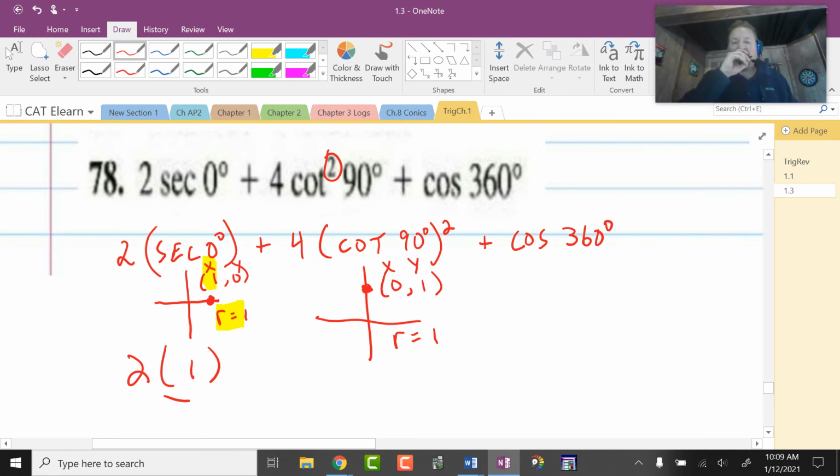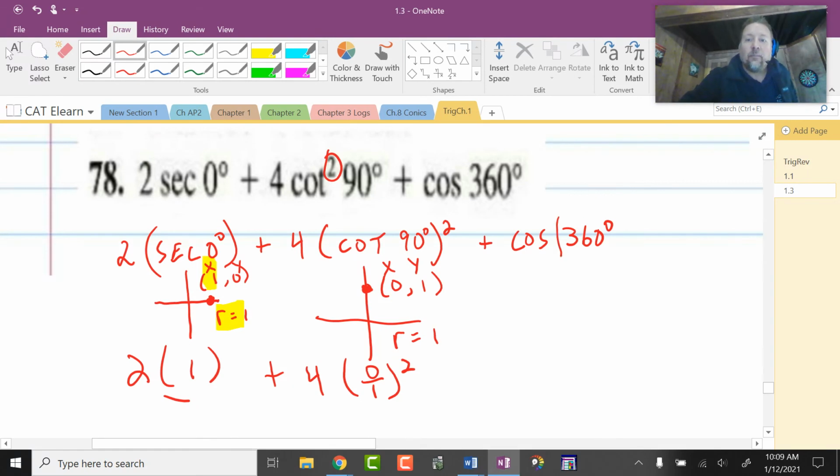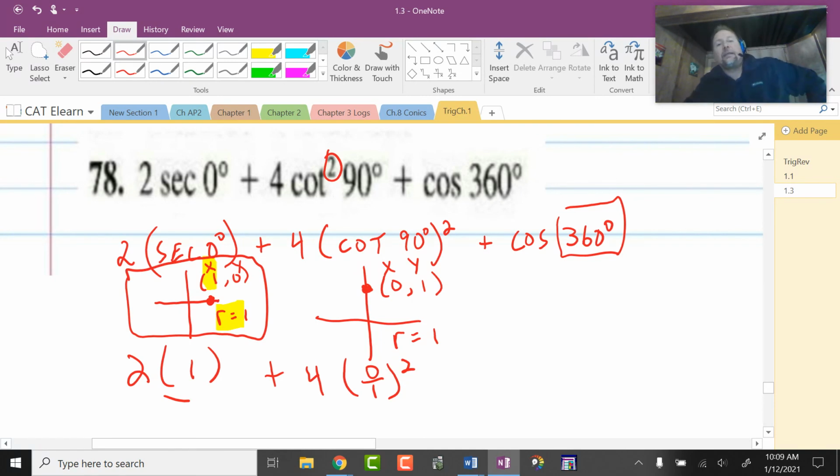Cotangent, luckily, is x over y. So plus 4 times x over y squared. Luckily, that's 0 over 1, which is 0. If it was 1 over 0, undefined, this whole question would be undefined, because you have an undefined component. And by the way, 360 degrees is this drawing, because it ends right where you started at the beginning. So I'm going to access those coordinates for that.